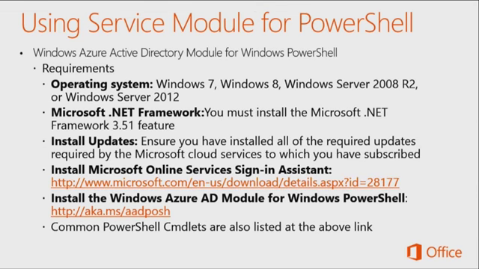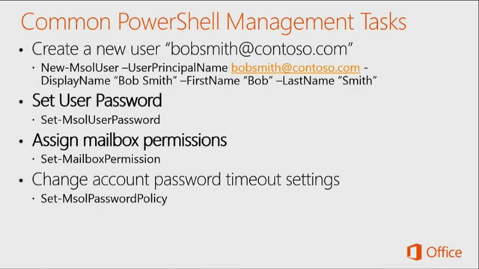All right. Whoops. That's not what I meant to click on. A sample. So here's a sample. Create a new user. We want to create a new user quickly, efficiently. So this is something that you could have scripted. You could pull from a spreadsheet. There's a lot of different options to adding a user. So New-MsolUser, user principal name. We're going to add Bob Smith to Contoso, and we're going to set his password, Set-MsolUserPassword, set his permissions, and set his password policy.